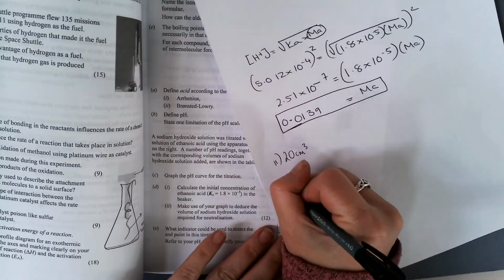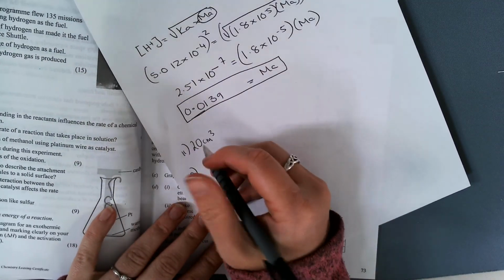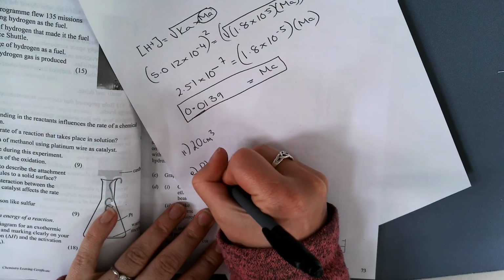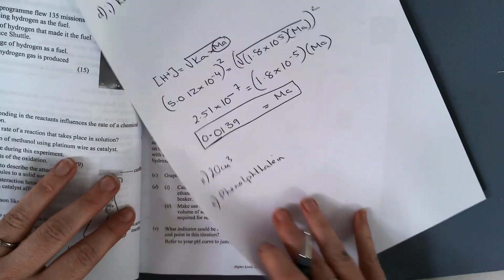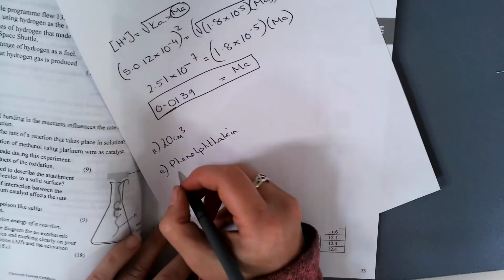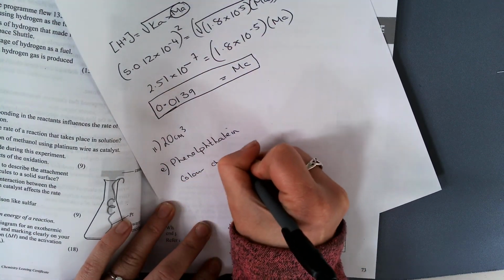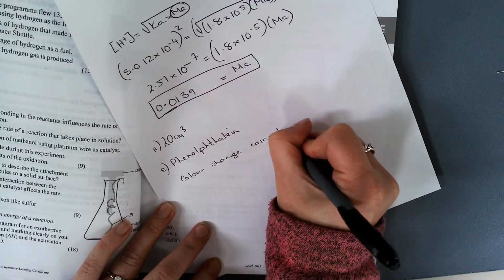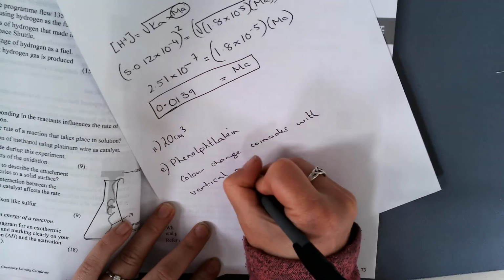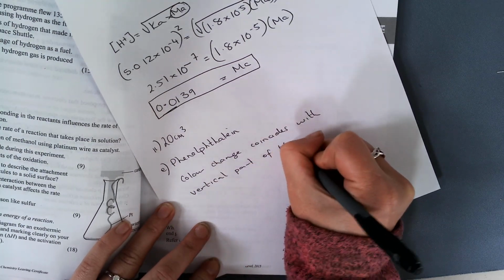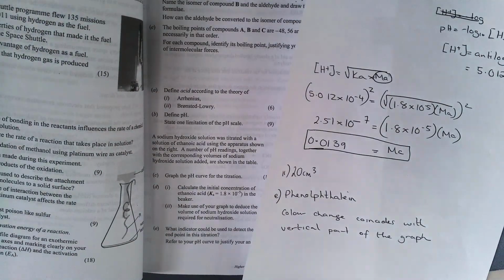For part E then, what indicator? Okay, so again here sodium hydroxide versus ethanoic acid, strong base, weak acid, so phenolphthalein. And final part then is refer to your pH curve to justify your answer. And again here, the colour change of the indicator coincides with the vertical part of the graph. And that is 2015 question 9.